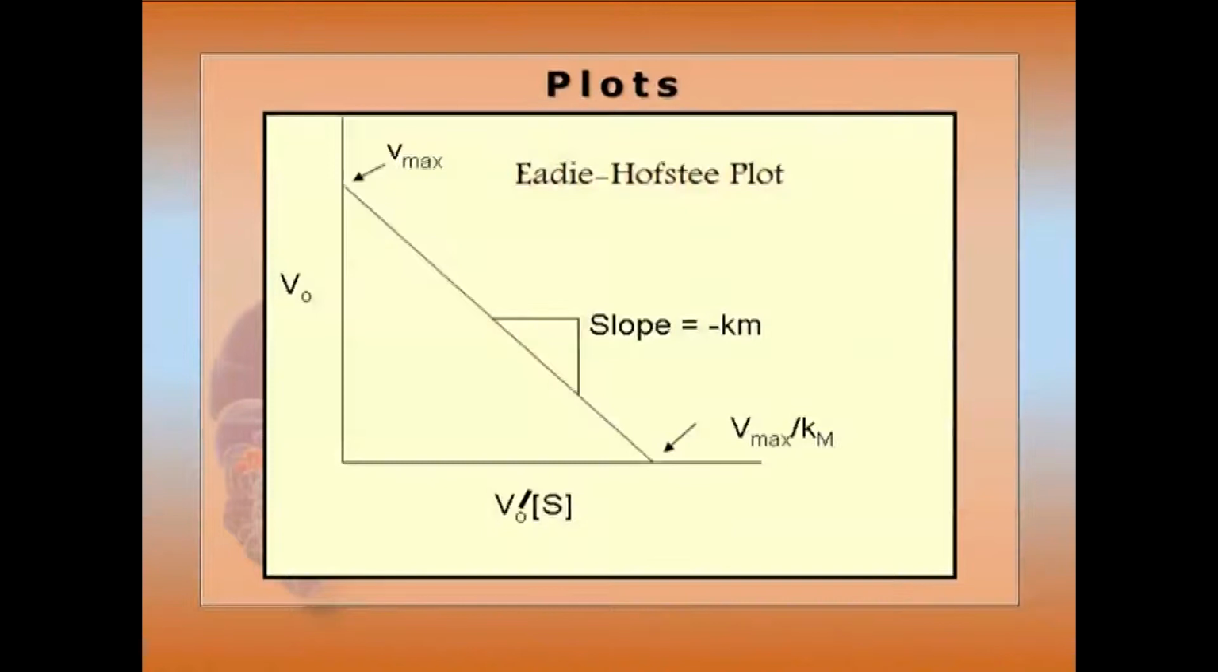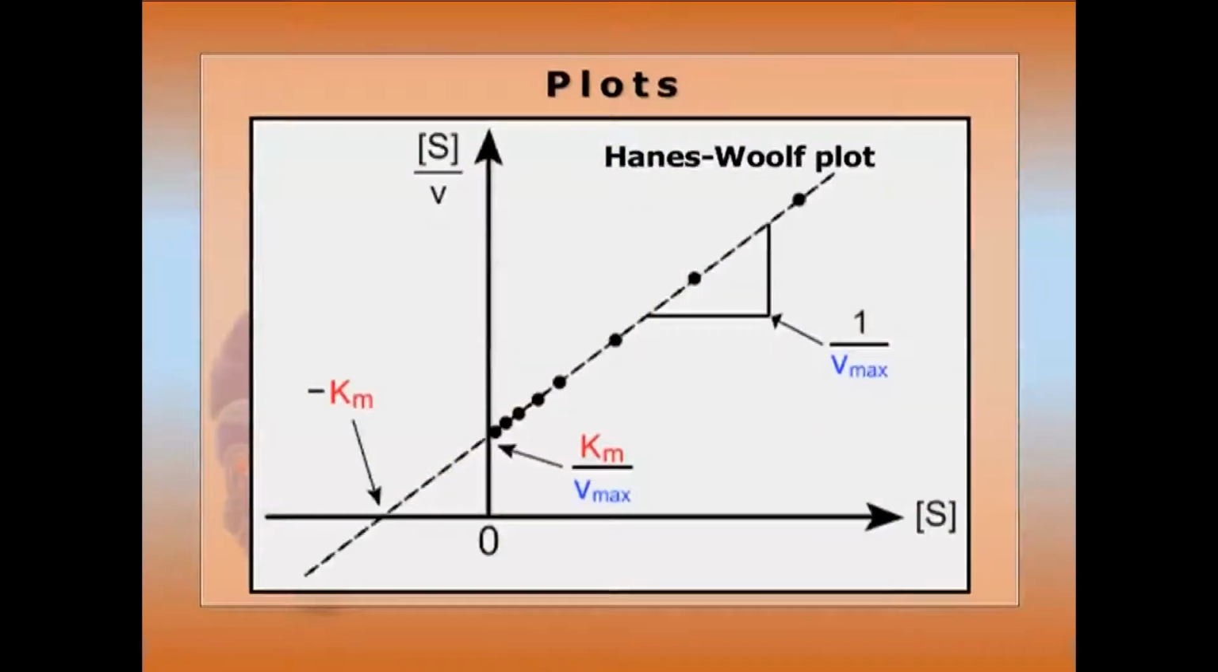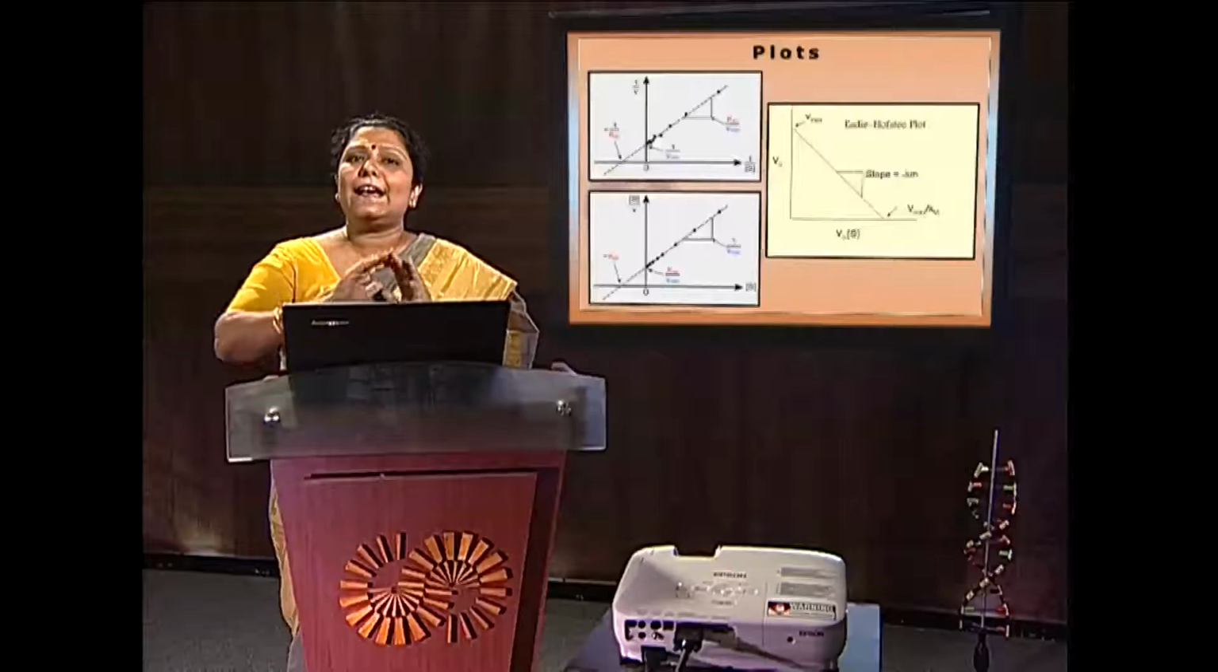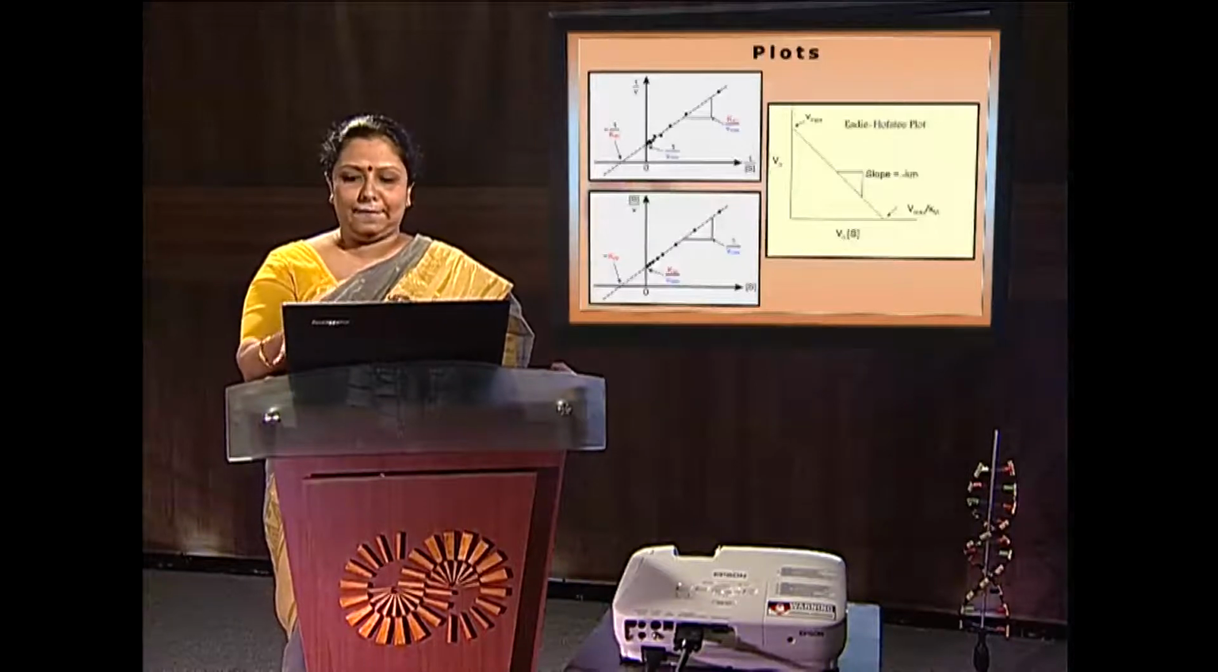Apart from that, there is the Eadie-Hofstee plot, where V0 versus V0 by concentration of S is plotted. In the case of the Hanes-Woolf plot, concentration of S by V is plotted versus concentration of S. They give different types of intercepts, at positive or negative levels.